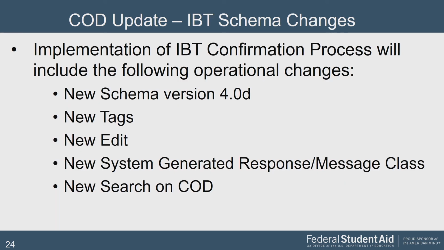So with the Informed Borrower tool confirmation process, there are quite a few operational changes on the COD end of things. We talked previously about the new schema version, 4.0D, and we had to do that because of all the new tags and the new rejecting edit. So there are going to be 3 new tags, 1 rejecting edit, a new system-generated response message class, and also a new search on COD.